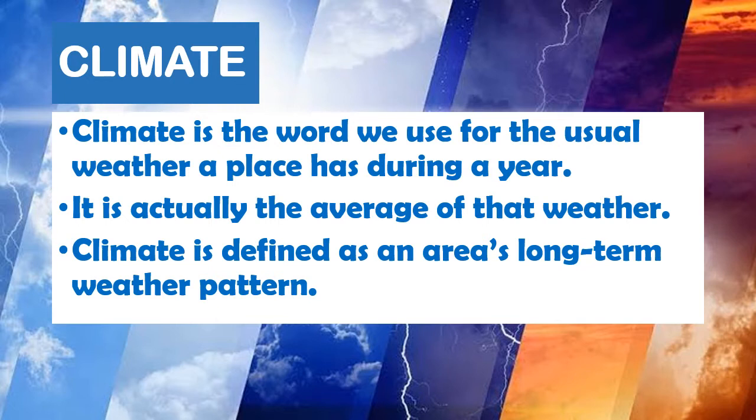So, what is the difference between weather and climate? Weather is the state of the air and atmosphere at a particular time and place. It is short term. Weather changes day to day, while climate is the word we use for the usual weather a place has during a year. Climate is long term. Clear?